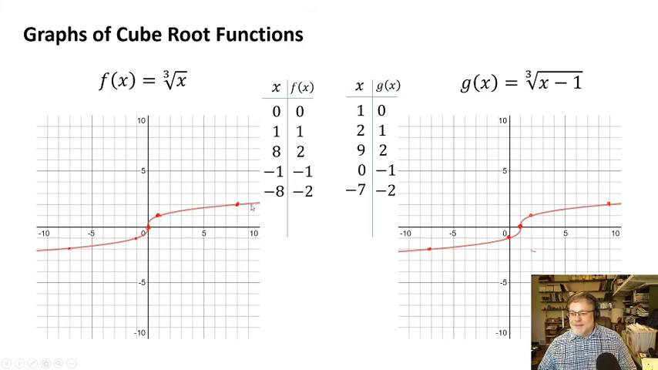In going from this to this, we're seeing things move to the right, which you might be able to predict based upon the fact that we have an x minus 1 up here. When there's a constant up here, that causes things to move to the right. We saw that with the square roots, and it's also true for the cube roots here.